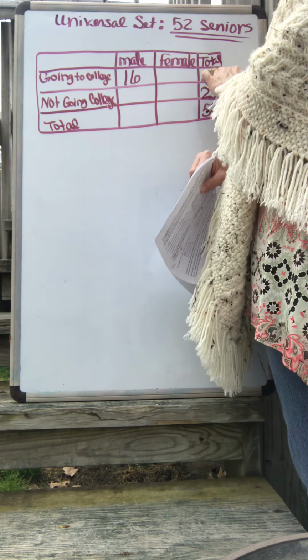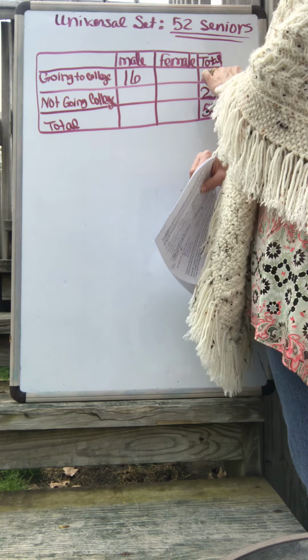Then they want the number of males and college. So now this is an overlap. The number of being a male and going to college. Well, that's right here. Male and college, like plotting a point on a graph, that's 16. Then they want the number of females in college. Well, again, going to college, female, 13.